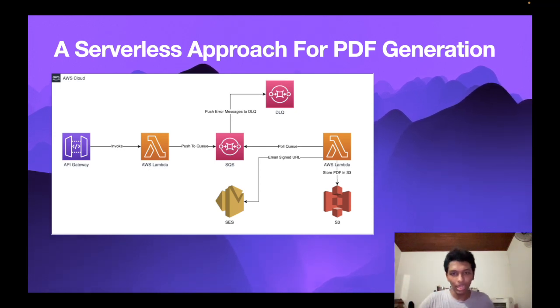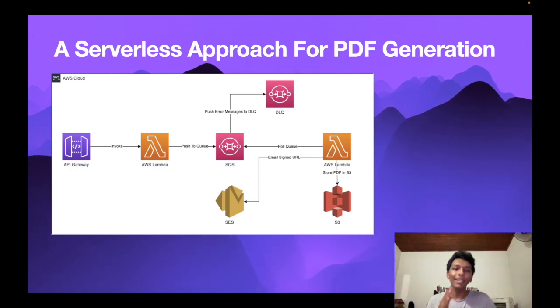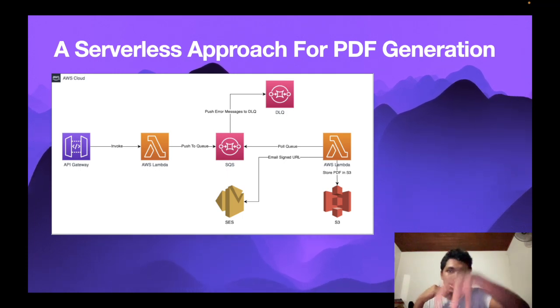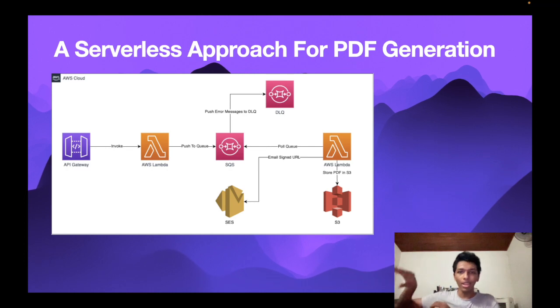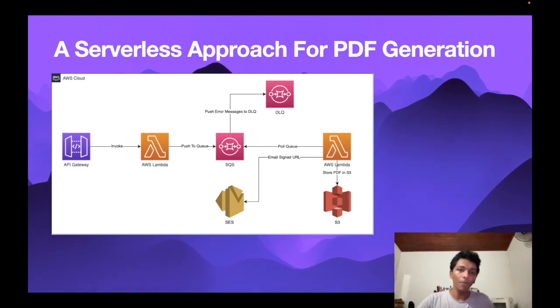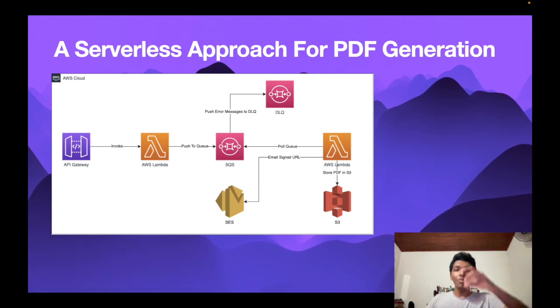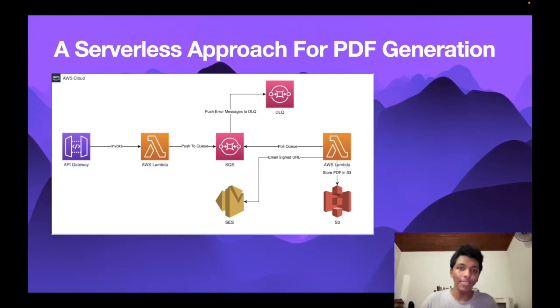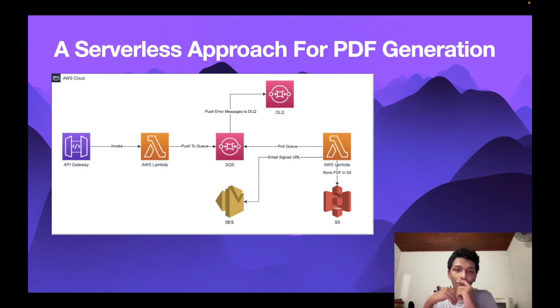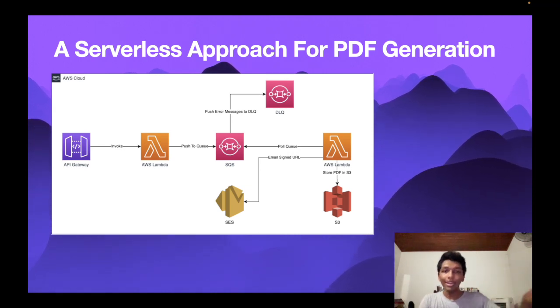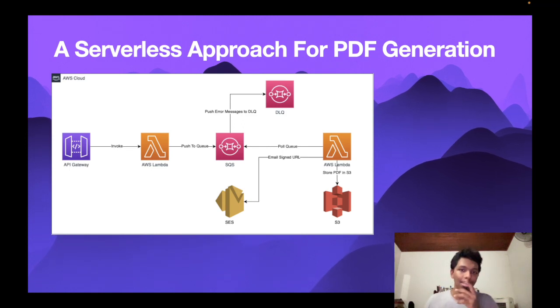on that Lambda itself. Or we can adopt a much more scalable approach where we completely decouple these parts of the system. We can have an SQS queue in the middle, which would take the data pushed from the API gateway or the Lambda onto that queue. Then we can have another Lambda which would poll that queue and be responsible for PDF generation. In that Lambda, we could compute the PDF, persist it on S3, create a signed URL and email it to our client via SES.